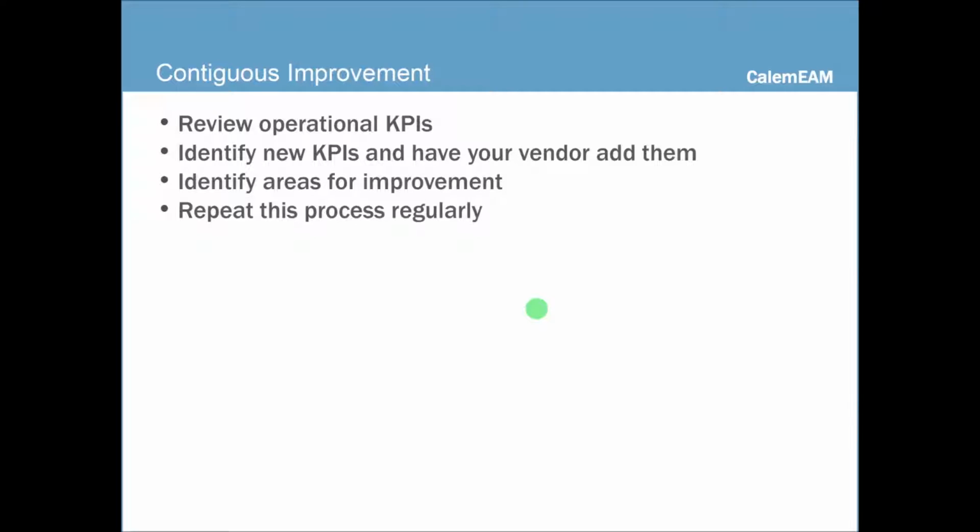Finally, you need to pay attention to continuous improvement. So you ought to review the operational KPIs in your CMMS system regularly and identify new KPIs, and you can also request your vendors to add new KPIs as you identify them, and use KPIs to identify areas for improvement. This process should be done regularly.